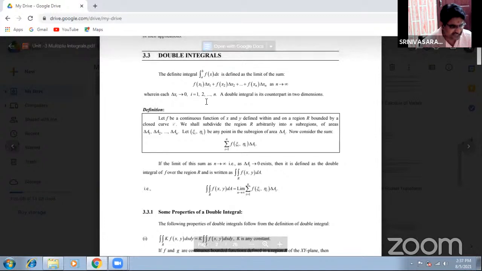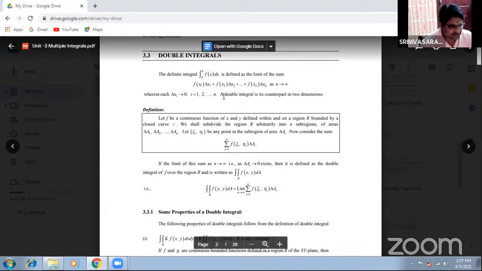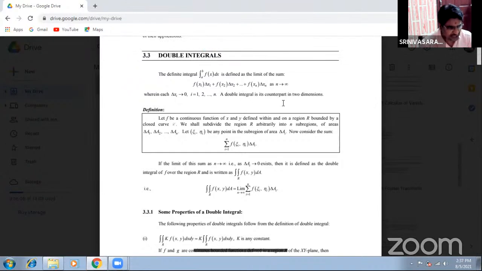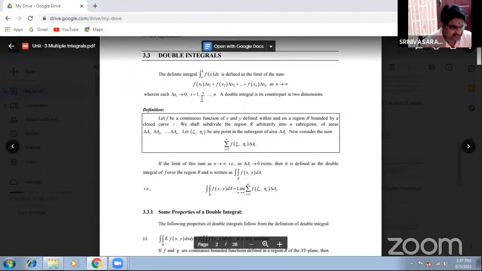Here delta xi always approaches 0, where i varies from 1 to n. Now this is the counterpart in the two-dimensional part. Yes, the double integral is the two-dimensional part. Each integral represents one of the dimensions.